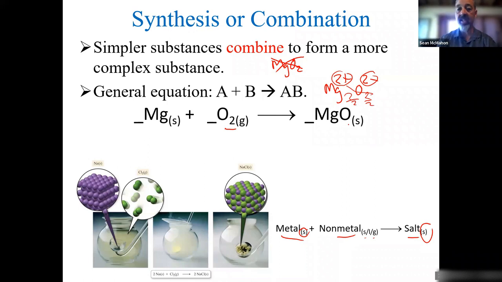And now to balance it, I first do metals, 1 magnesium, 1. Then I do non-metals, 2 oxygen. There's only 1 on this side, so I put a 2. Check my answer, 2. I'm done.